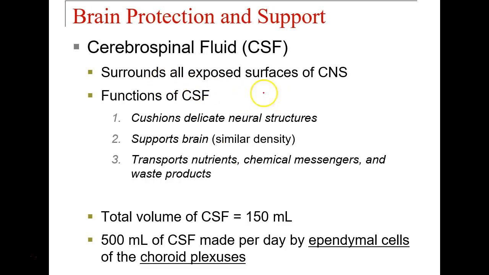Cerebral spinal fluid, again, produced in the ventricles, which we'll see here in a little bit. Functions are going to be, we are cushioning the neural structures, so we act as a buoyant cushion. We support the brain because it is similar density. And then we're transporting nutrients, chemicals, and waste products. So again, acting a lot like a different form of blood. Okay, but it is made by ependymal cells from the choroid plexus, which is going to be a collection of blood vessels.